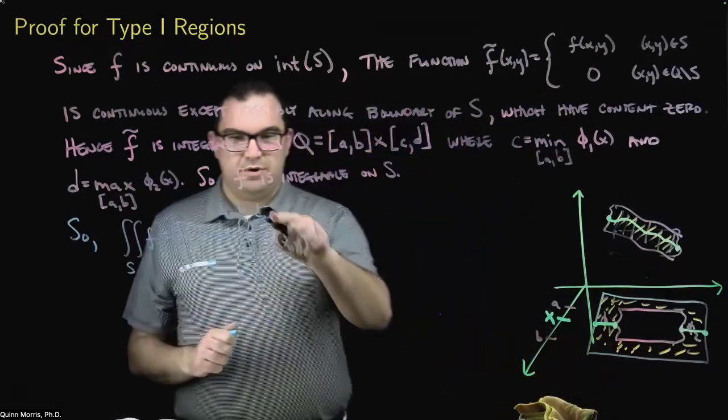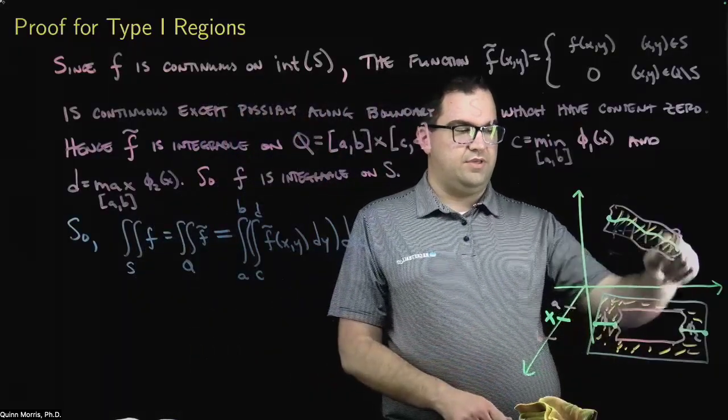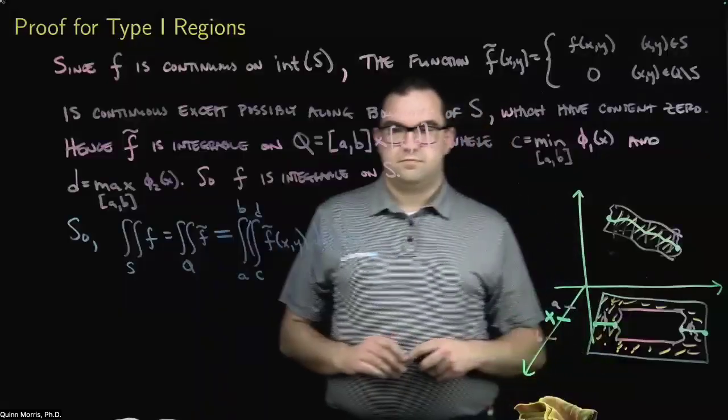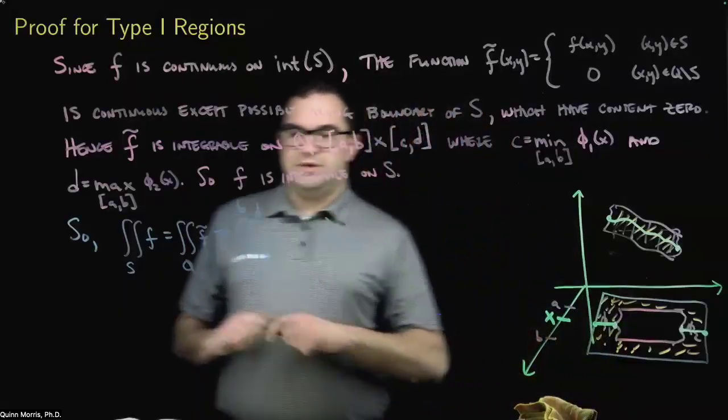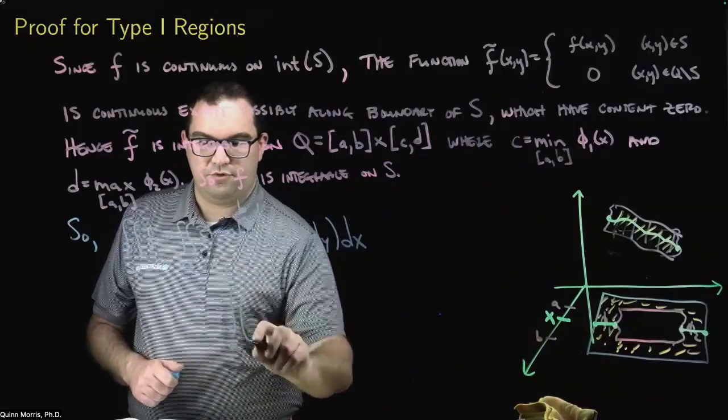And now what I want to do is look at this inside integral. Again, that's finding the area under this green curve here. What I'm going to do is break this inside integral up, this integral from a to c.